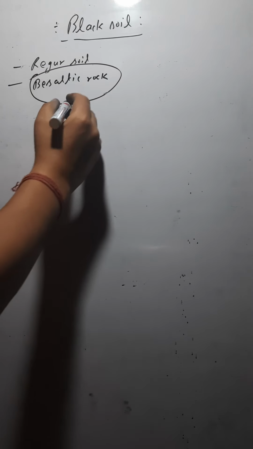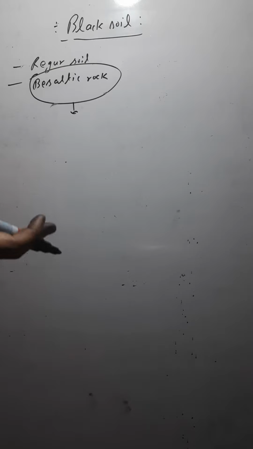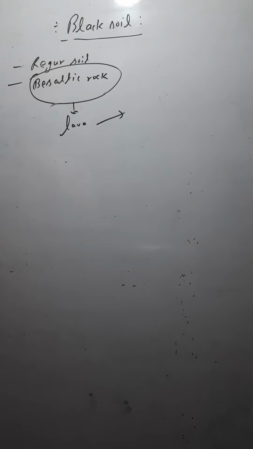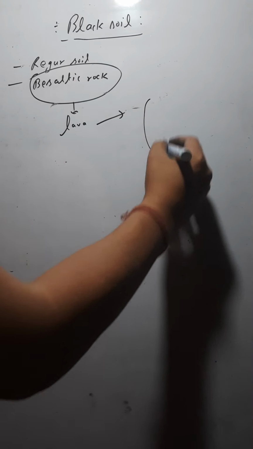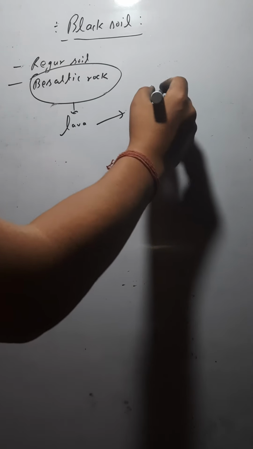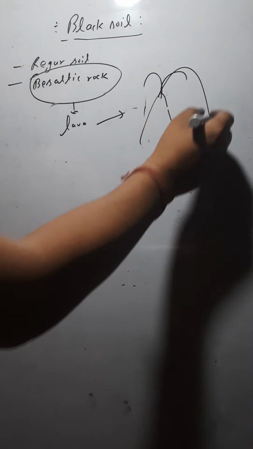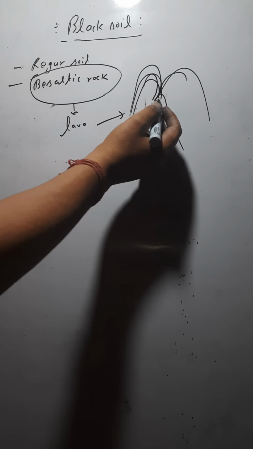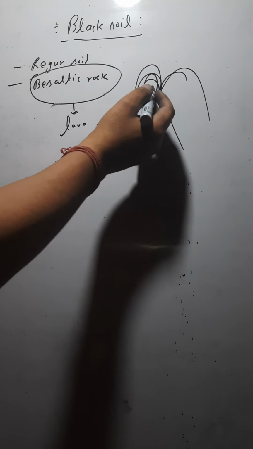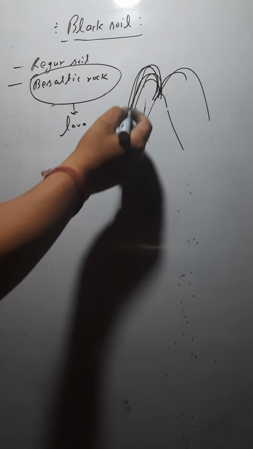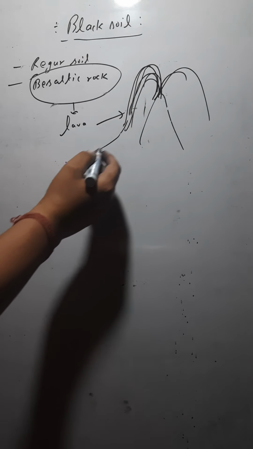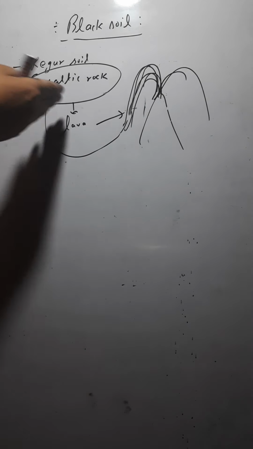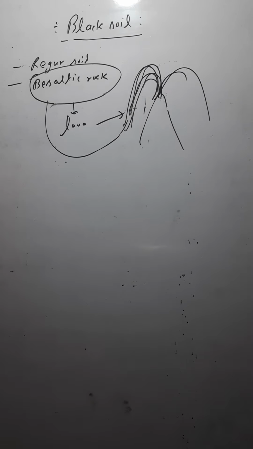What are the basaltic rocks? Basaltic rocks are formed by the sudden cooling down of the lava. Lava, you might know, comes out when volcanoes are erupting. Let's say this is the volcano. When it is erupting, the lava comes out of it, and when it cools down suddenly, it leads to the formation of the basaltic rocks, and we can find this black soil in those basaltic rocks. Are you getting this?